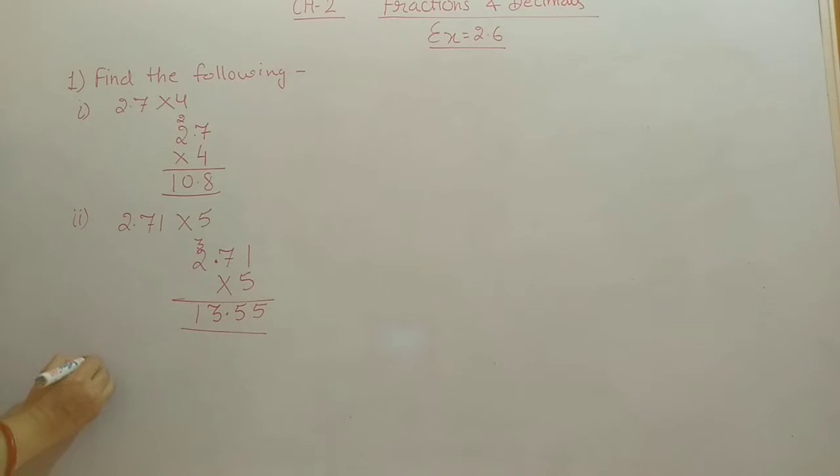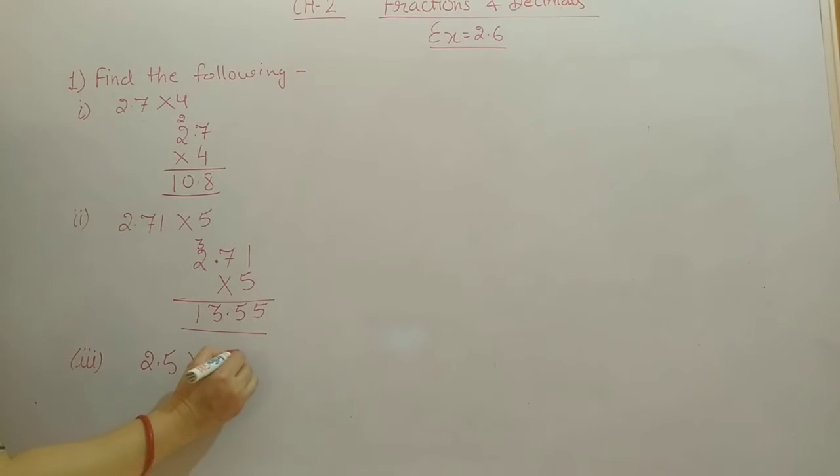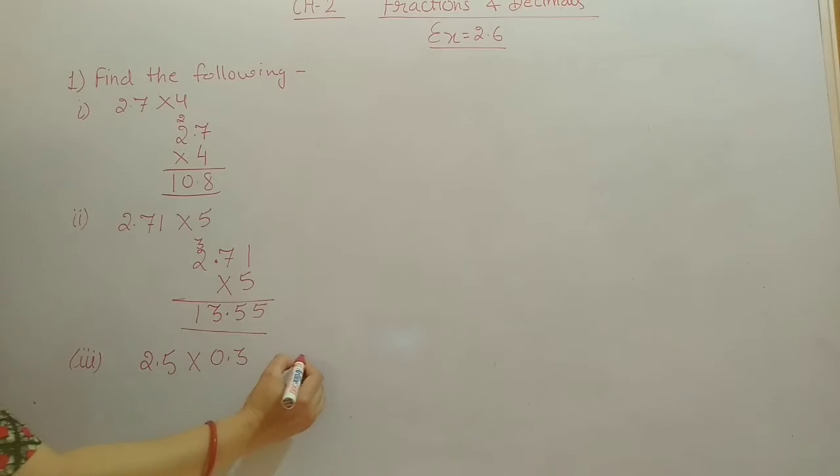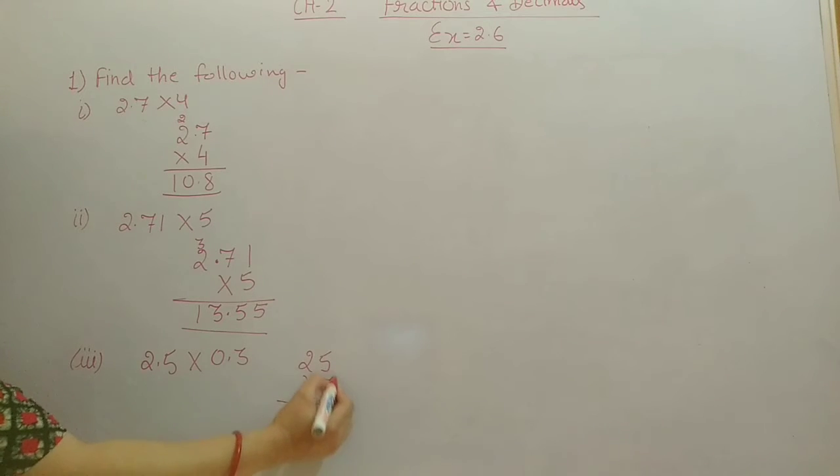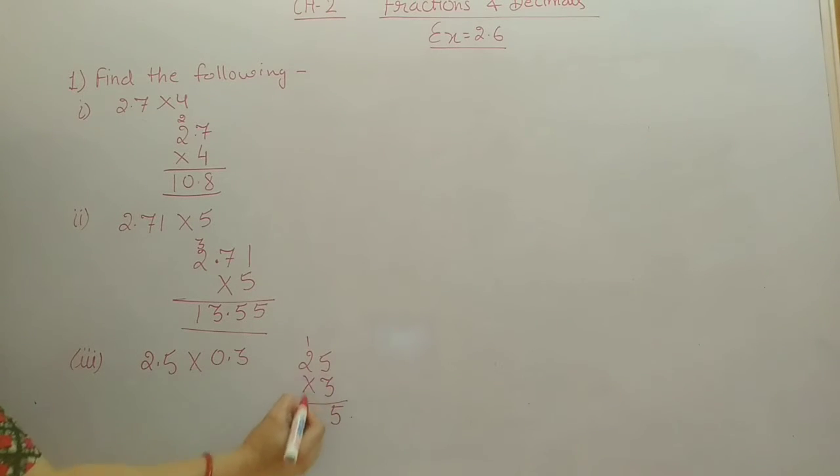Third part we have 2.5 into 0.3. So first multiply 25 by 3. 3 5s are 15, 3 2s are 6 plus 1 is 7. Now you can see here one decimal place we have here and one decimal is here. So total 2 decimals are there. So from the last count 1, 2. So the decimal will come here. Before the decimal you need to include 0. So 0.75 is the answer.